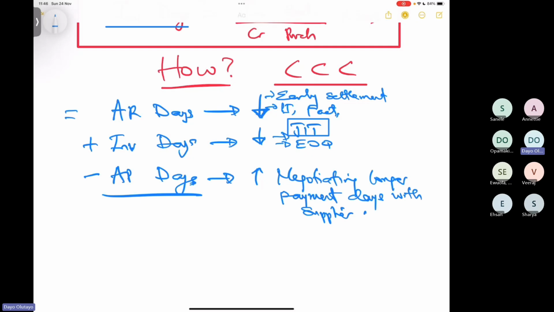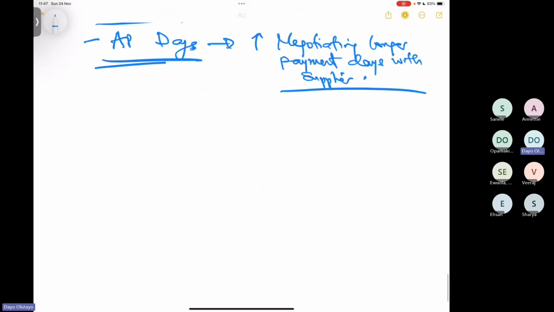Okay, very important to know that. So if they ask you how do you reduce CCC, then you need to tell them: reduce AR days by early settlement discount, reduce inventory days using JIT, increase AP days by negotiating longer payment terms with the supplier. Good. Now that is cash conversion cycle.